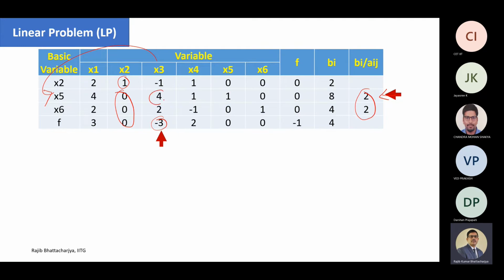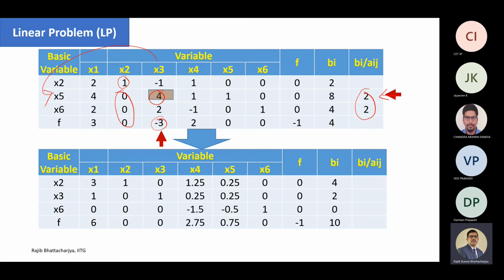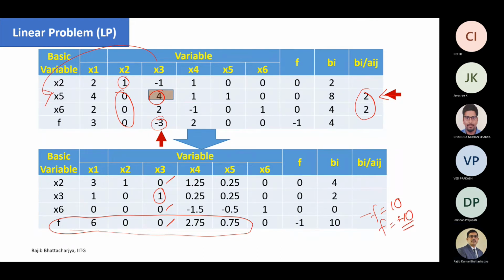So this will be my pivoting element. If I go to the next table, this is now 1 and this is 0, this is 0, 0, and I'm getting a solution, and there is no negative coefficient here. In this case, minus f equals 10 and f equals minus 10. So this is my solution.